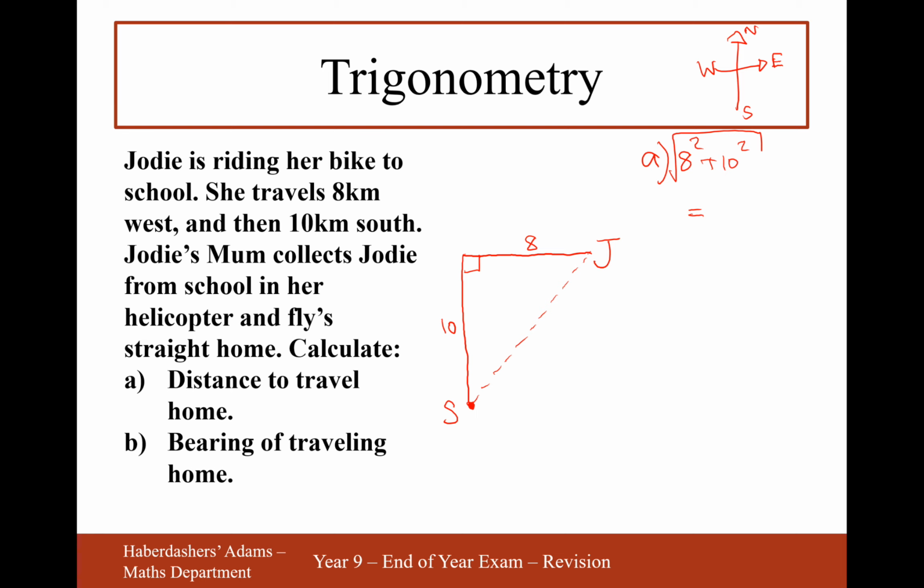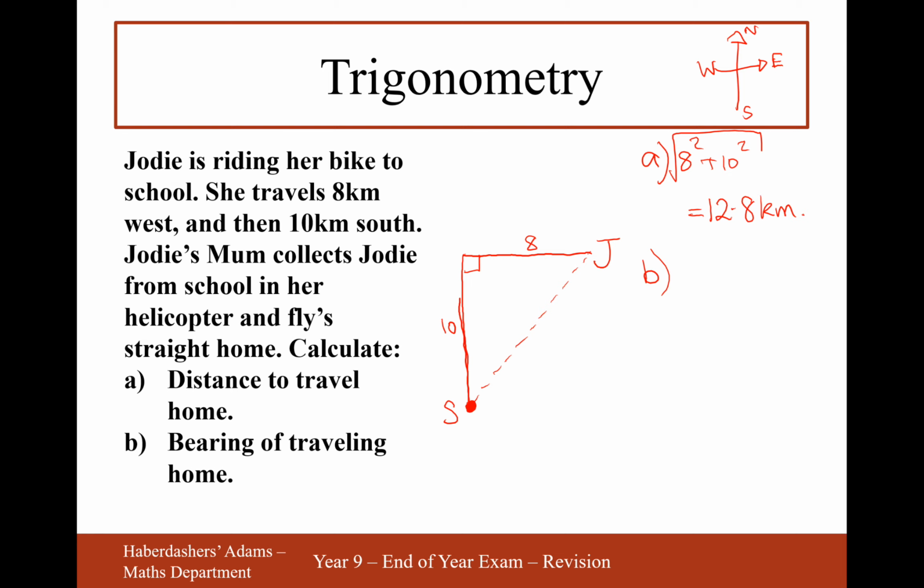So 8 squared plus 10 squared gives us 12.8. So 12.8 kilometres home for Jodie in a helicopter. Lucky thing. Now we need to work out the bearing that she travels home. So the bearing is, if she's at school, then it's the angle.